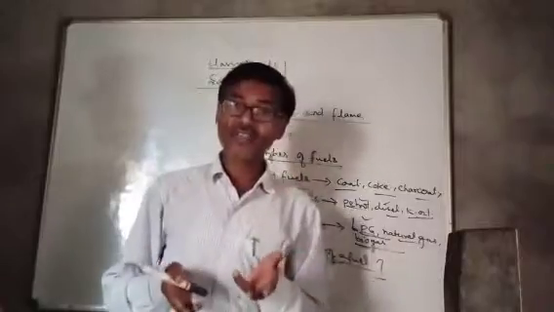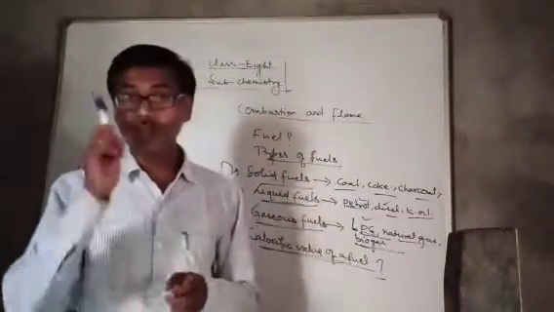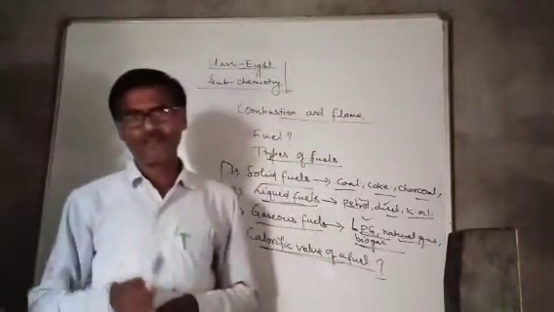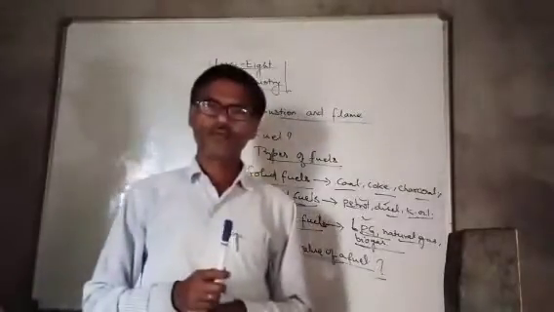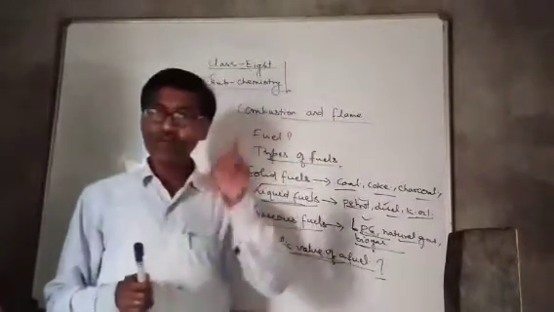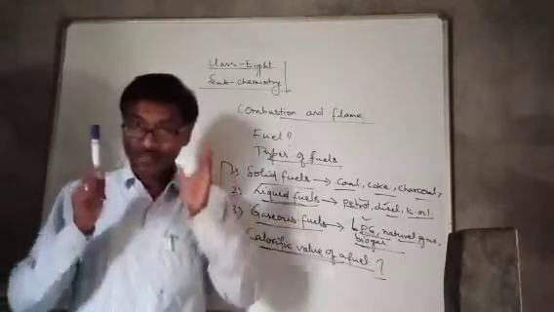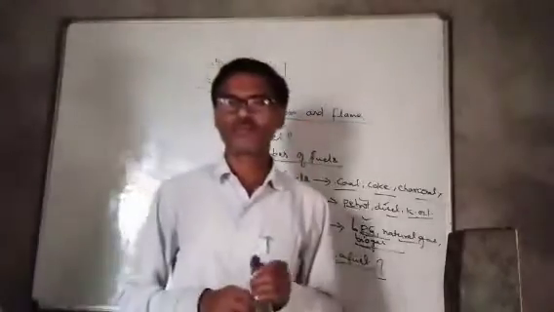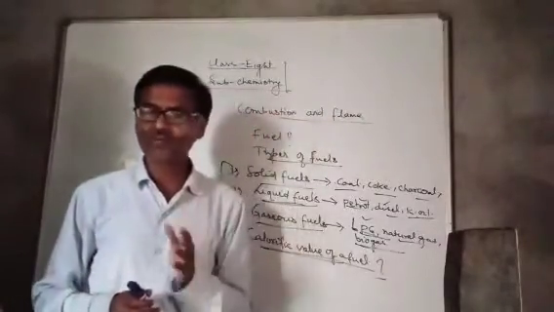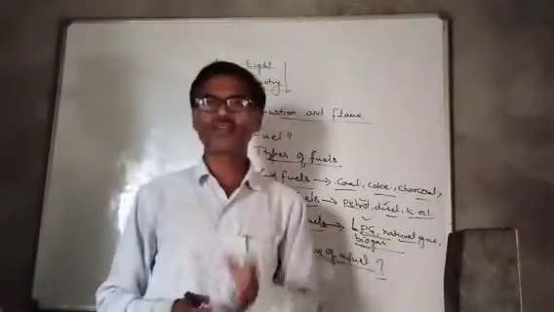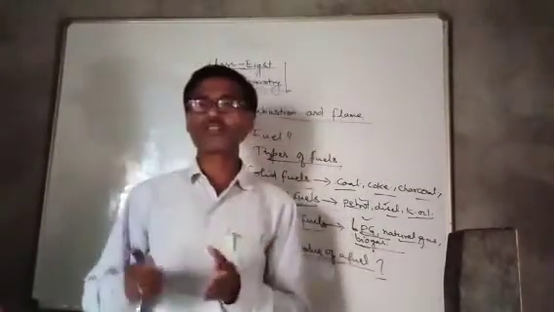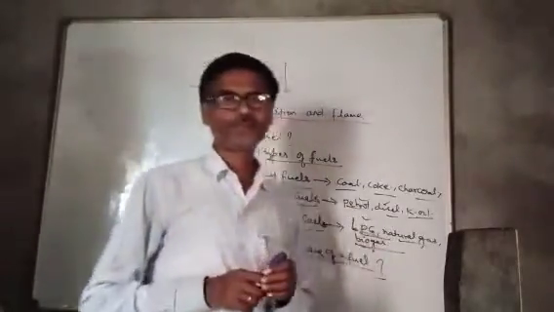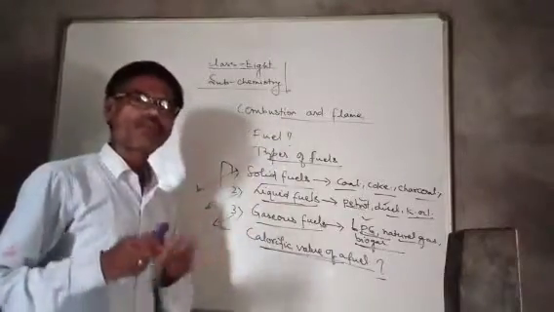The amount of heat released on complete combustion of unit mass, means 1 kg in SI system, in CGS 1 gram. On complete combustion of unit mass of a fuel, the amount of heat energy produced is called its calorific value. Right? Calorific value of a fuel is defined as the amount of heat produced by complete combustion of unit mass of the fuel. Different fuels have different calorific values.